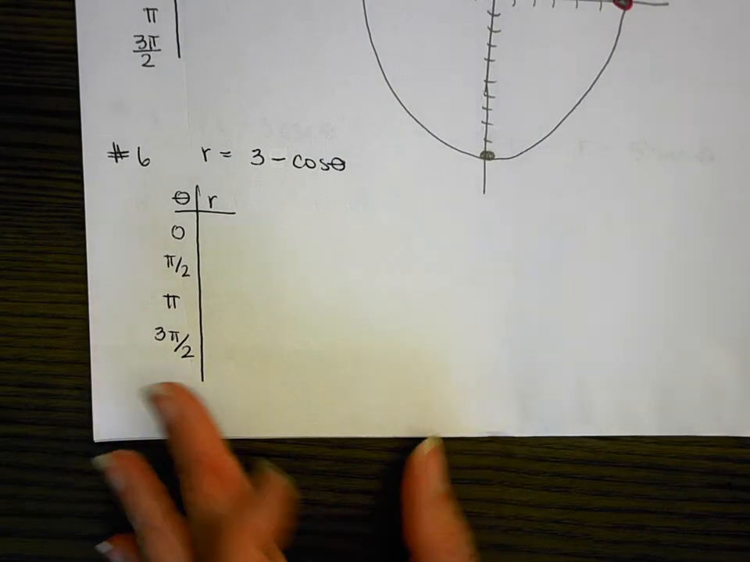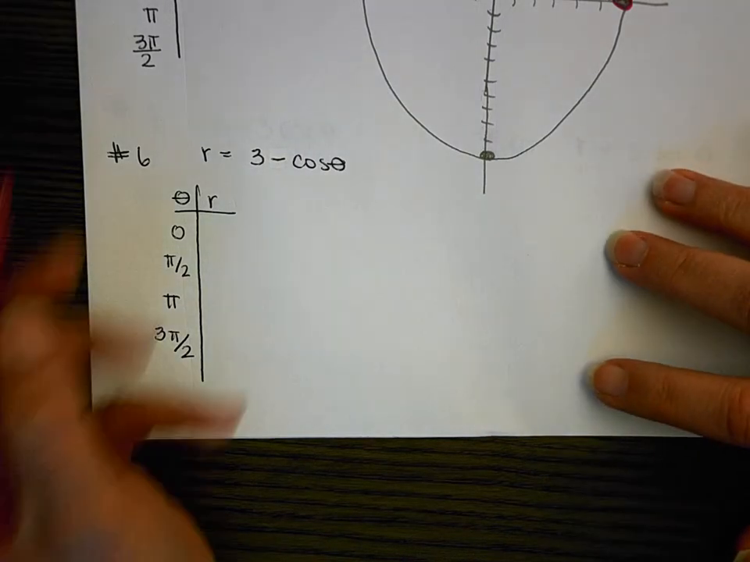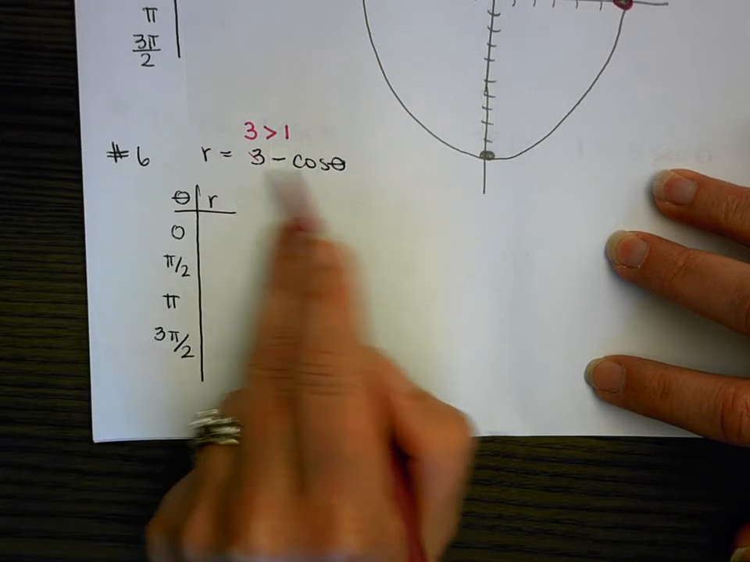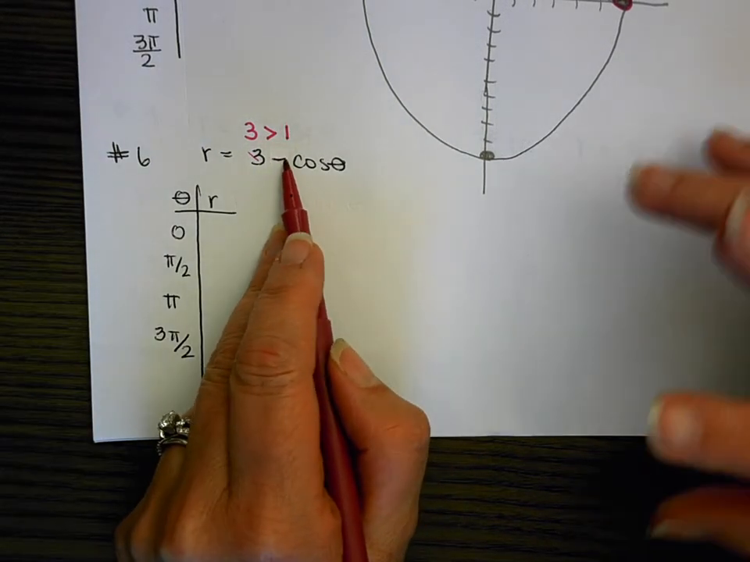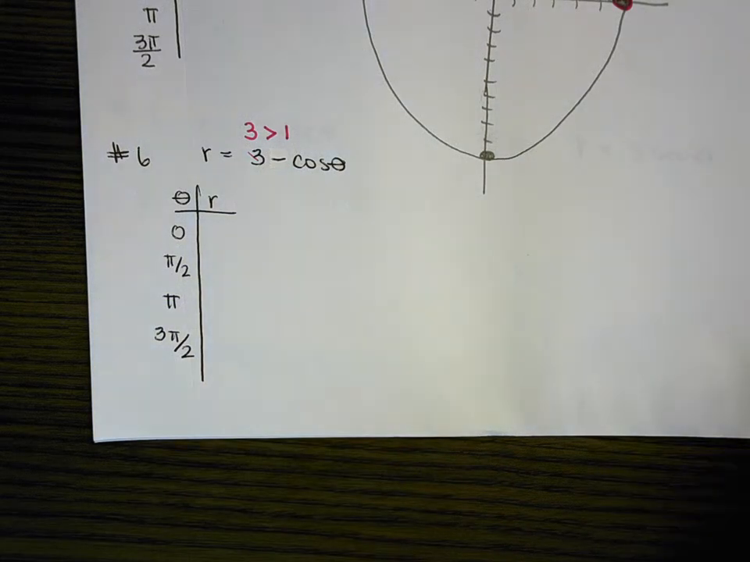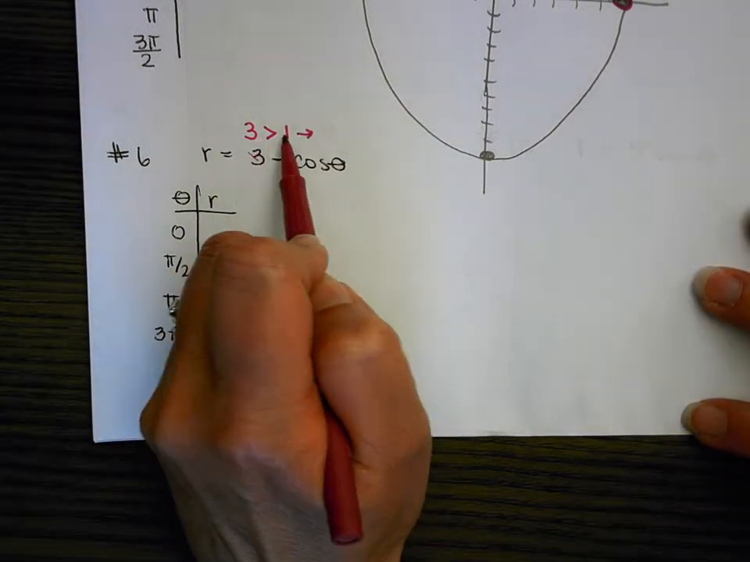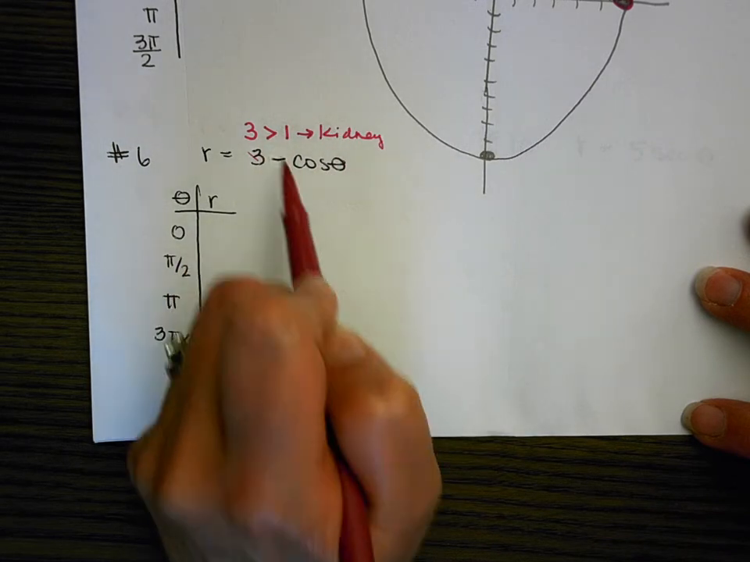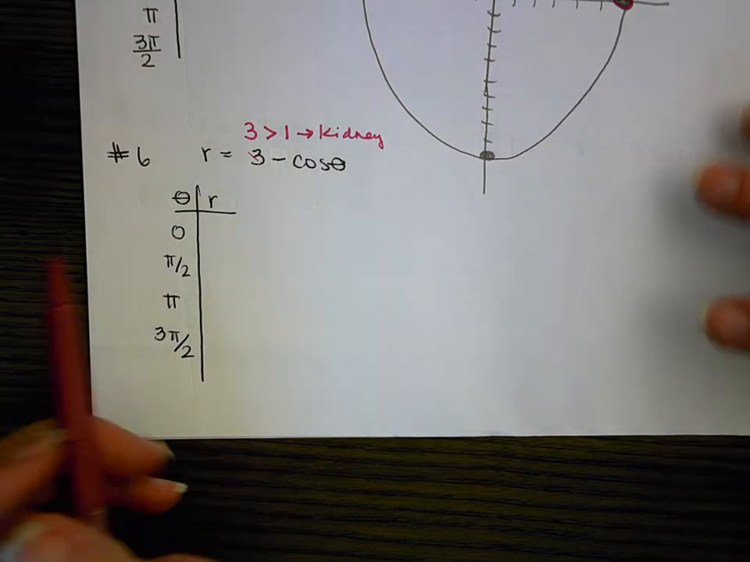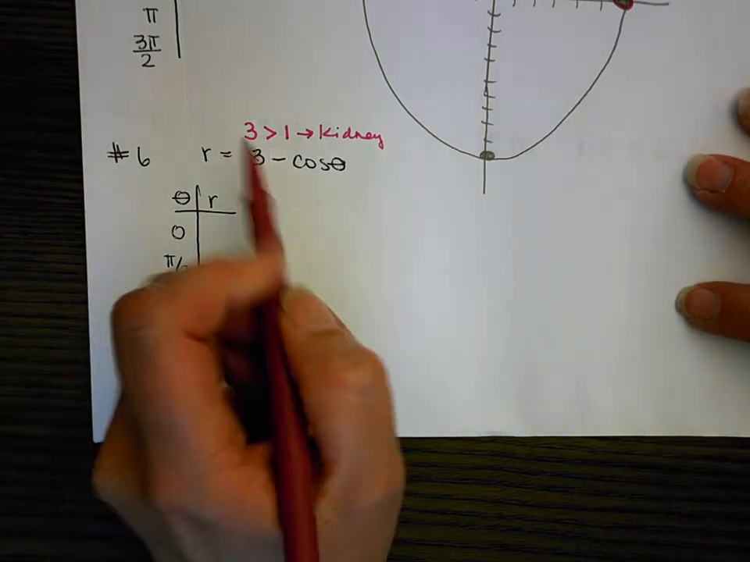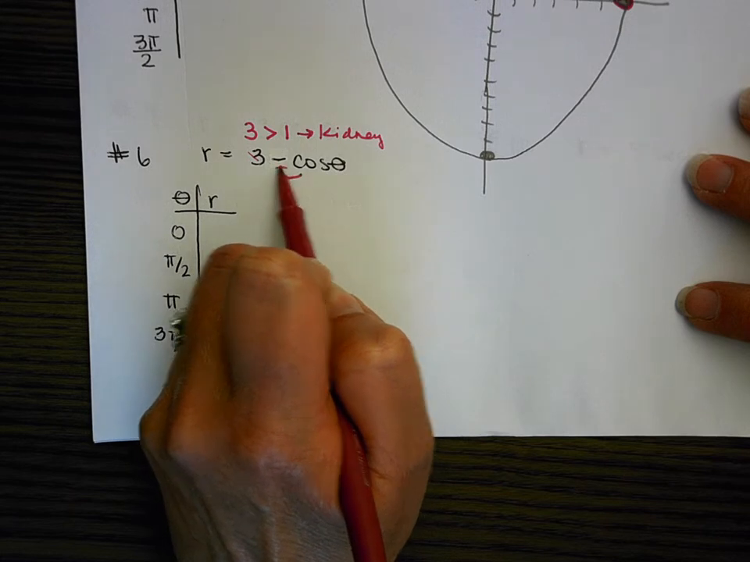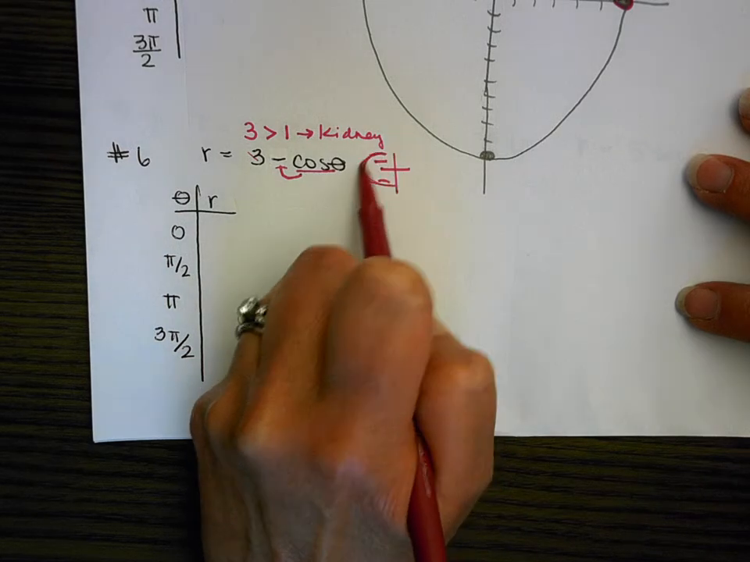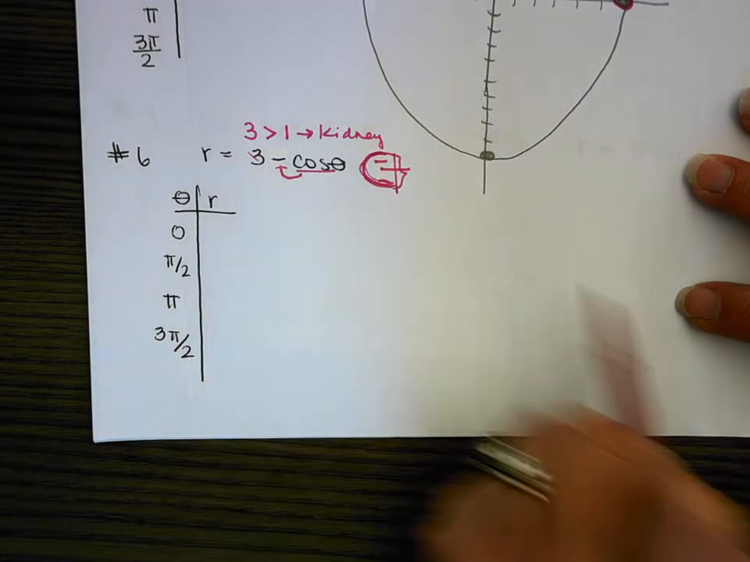For this one I have 3 minus cosine theta. Again, my A value is 3, and I know it is greater than 1, so we're looking at the absolute value form. Don't think, oh, but it's subtracting, it should be -1. Just look at it as the 3 and the 1. Because 3 is bigger than 1, it's going to be a kidney graph. If it was less, it's a limaçon with a loop. And then I have a negative cosine, and cosine is negative to the left. So the bulk of that graph is going to be left, and then I'm going to get the little divot on the other side there.